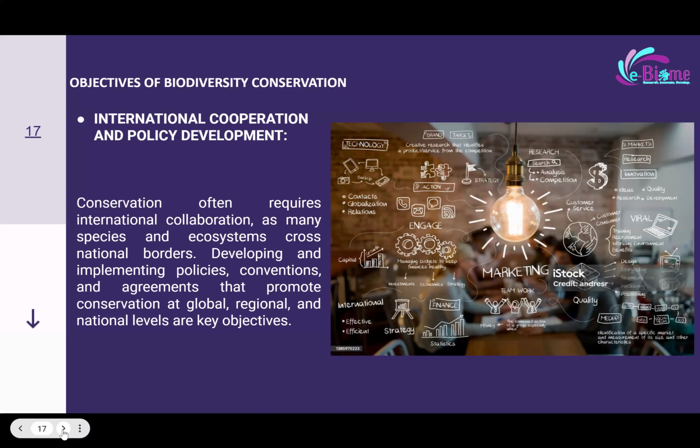Now, some ecosystems are transboundary. For instance, when we consider the Amazon forest, it extends beyond Brazil to some parts of Peru and the rest. So efforts to protect them need collaboration between these different countries. So in conserving biodiversity, it promotes international cooperation and policy development also.